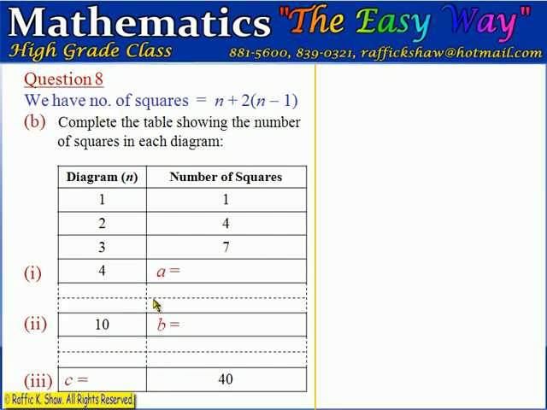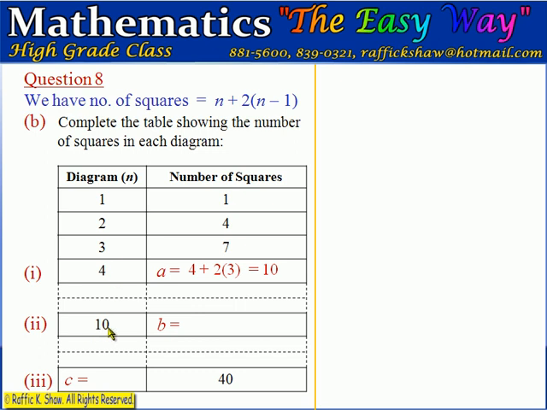Let's move down now to part B. What we have so far is our formula for calculating the number of squares, and we are given this table to complete. We have figures 1, 2, 3, and now we want the number of squares in diagram 4. That is A. Using this formula, A would be equal to 4 plus 2 times 4 minus 1, which is 3. That reduces to 10. And so there will be 10 squares in diagram number 4.